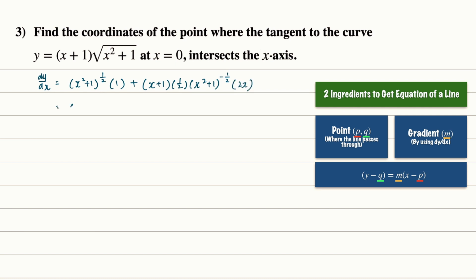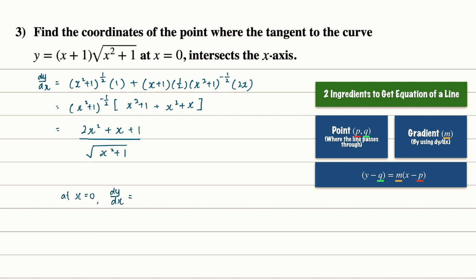Now let's try to factorize (x squared plus 1) power minus half, and this will be multiplied with x squared plus 1 plus x squared plus x. Simplifying further, we will then have (2x squared plus x plus 1) over square root of (x squared plus 1). Let's try to find the value of the gradient. At x equals to 0, dy dx is equals to, let's substitute x equals to 0 into the expression. We will have 1 over 1, which gives us a nice value of 1.